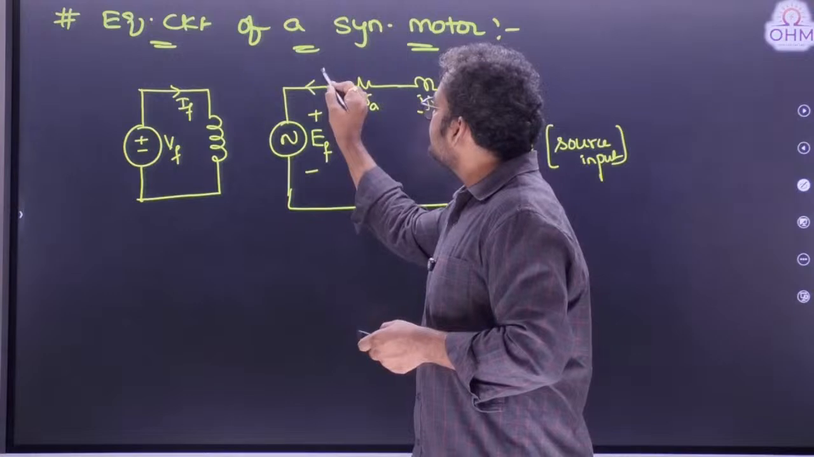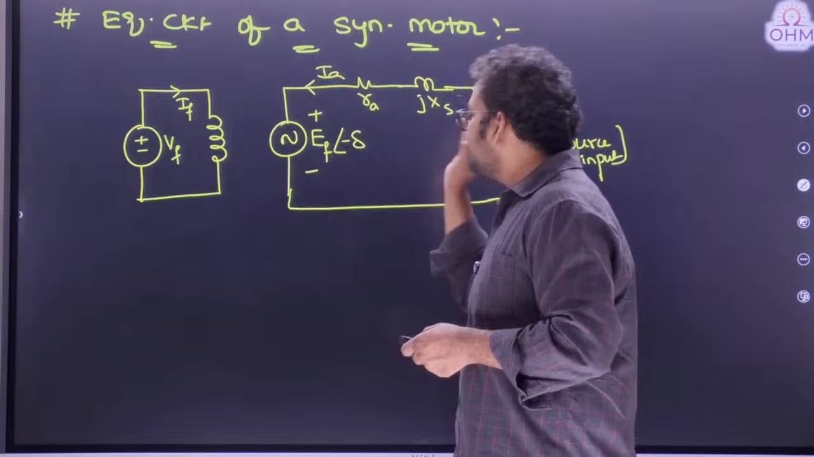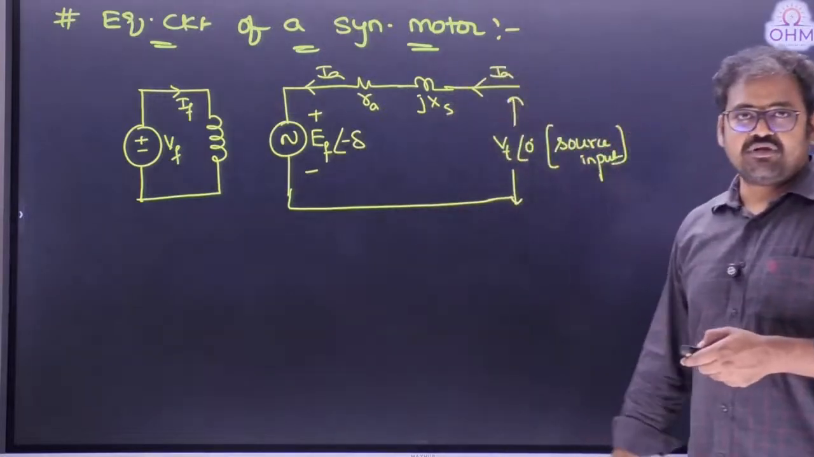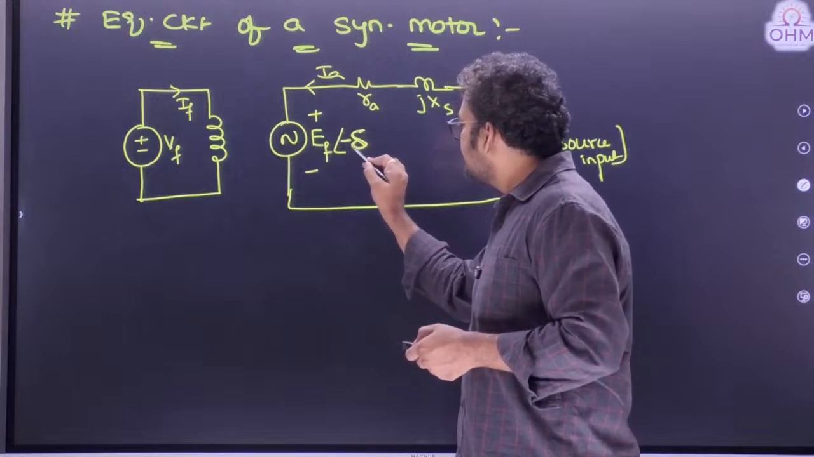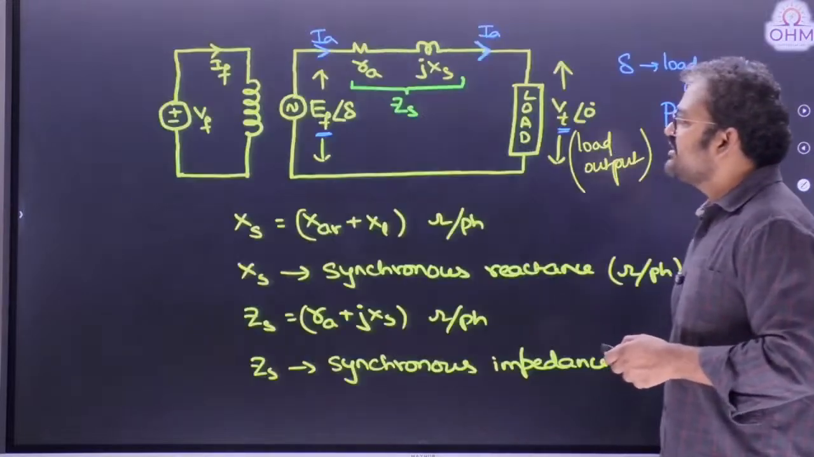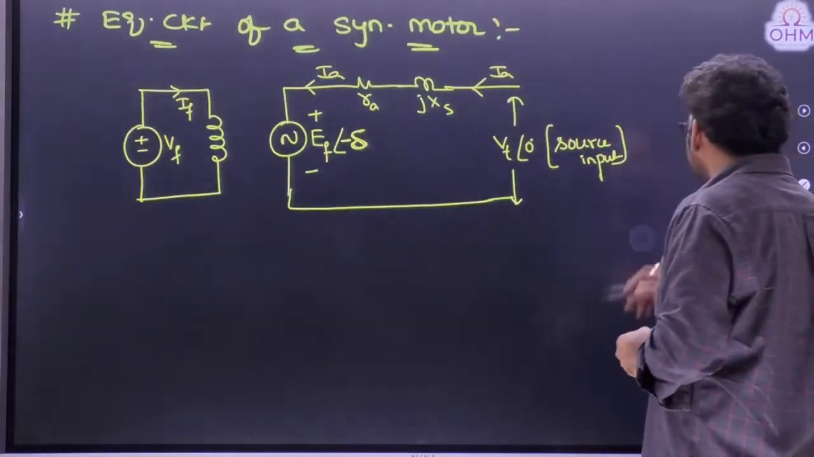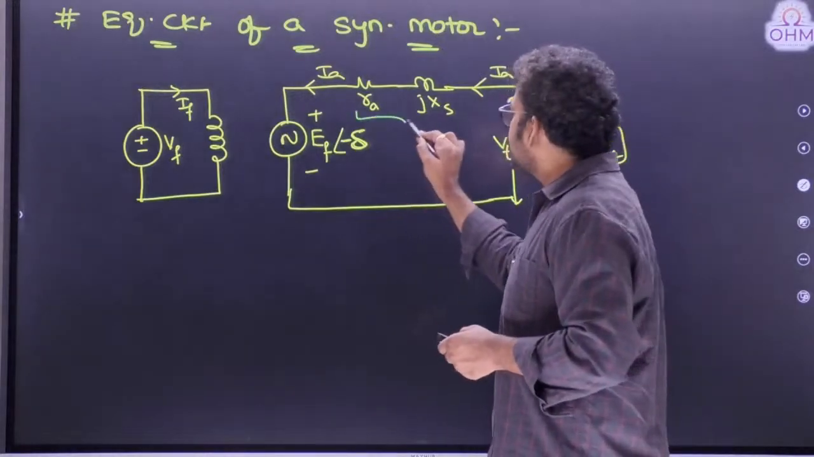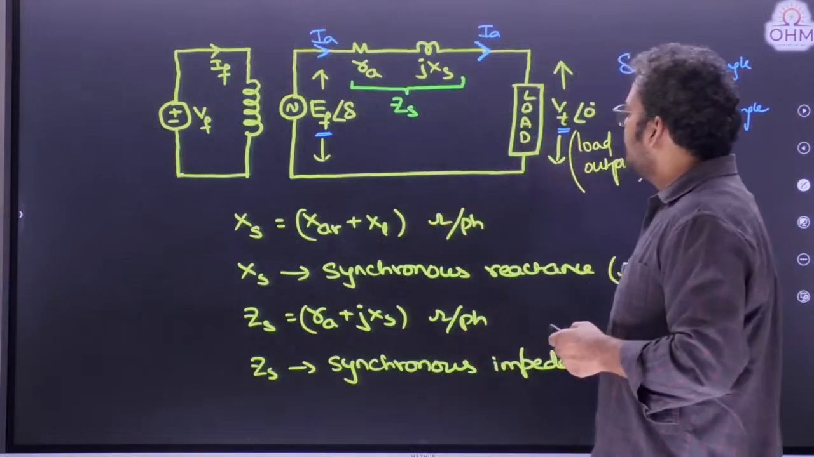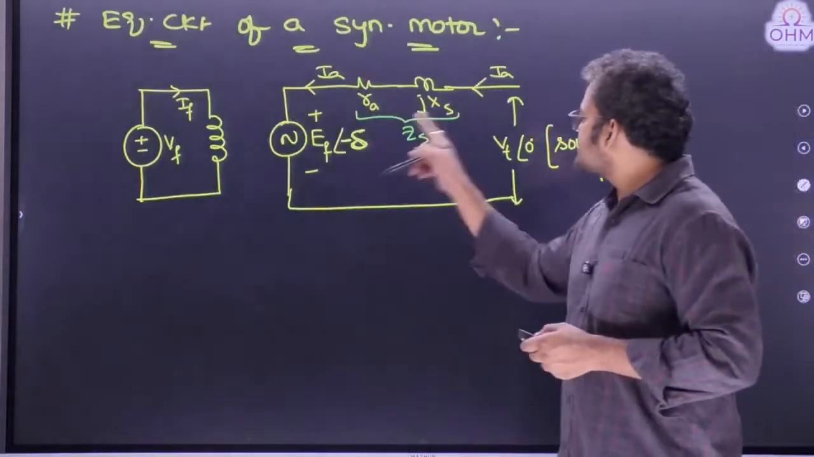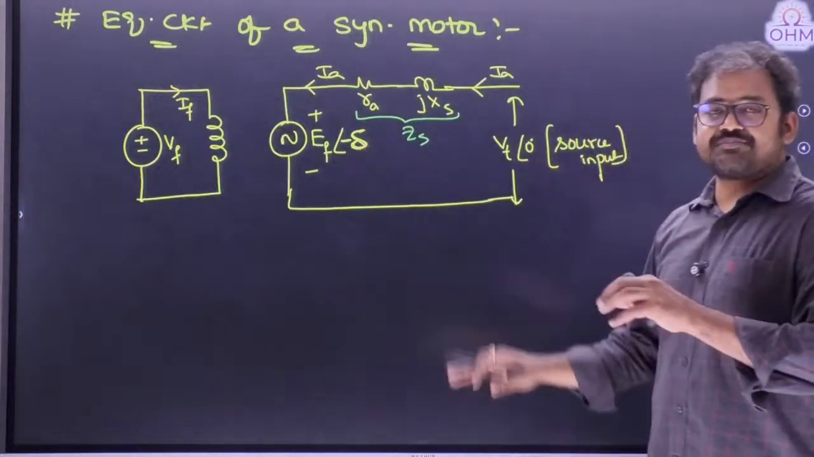Okay, this is the direction of armature current, and the induced EMF is now lagging the terminal voltage by an angle delta. As it was lagging the voltage, that's why we are using a negative sign. So what are the important differences between generator circuit diagram and motor circuit diagram? In a generator, induced EMF is leading the terminal voltage by an angle delta, so it is a positive delta angle. But in motor, induced EMF is lagging the terminal voltage, therefore it is negative delta. Except that everything is same.